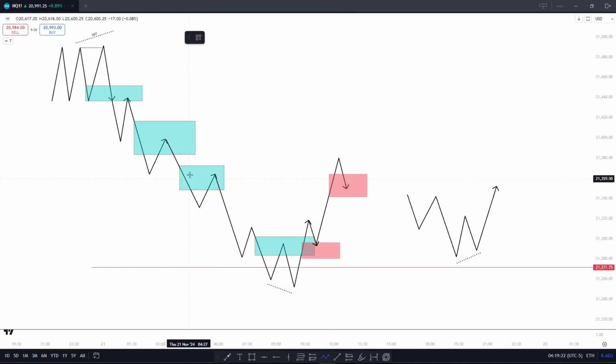Now after we see the left side of the curve acting as support for the right side of the curve, what are we now expecting? We're now expecting another expansion leg to the upside.